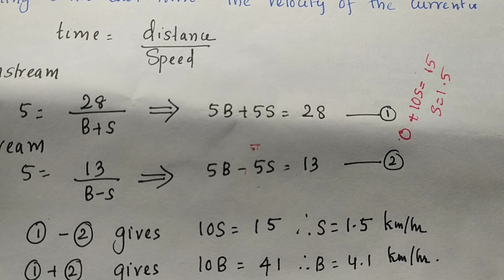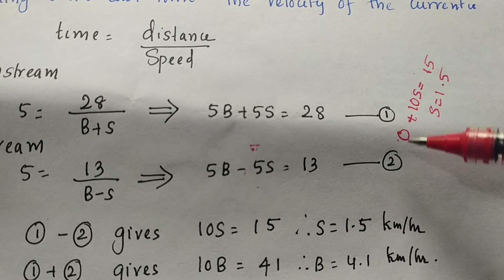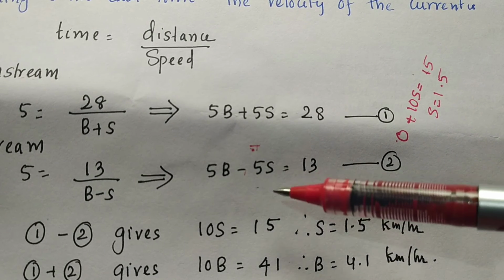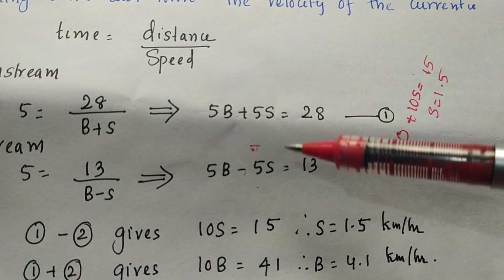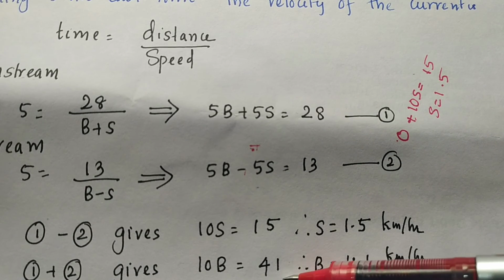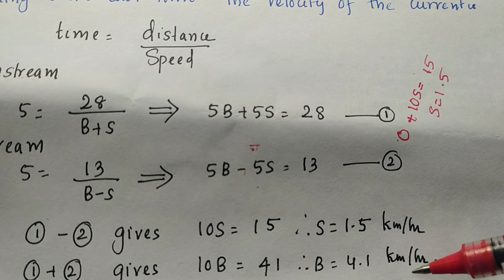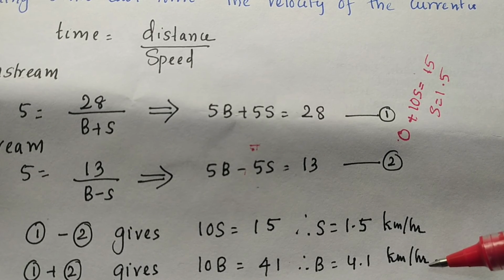How can we find out the speed of the boat? Adding 1 and 2, we will get 10B as 28 plus 30. So B is equal to 41 by 10, that is 4.1 kilometer per hour.